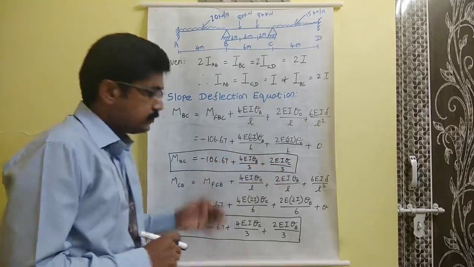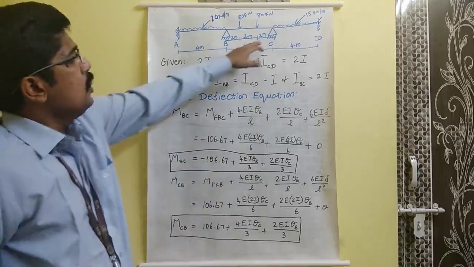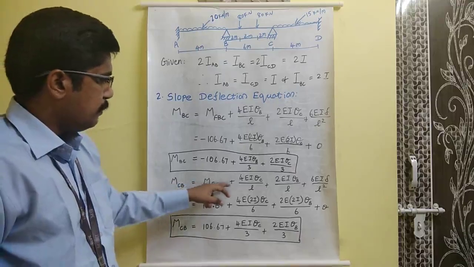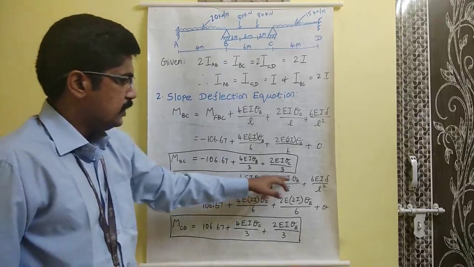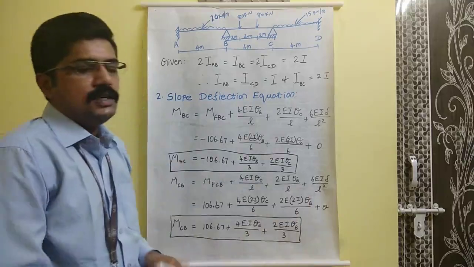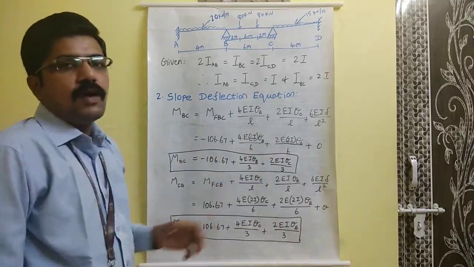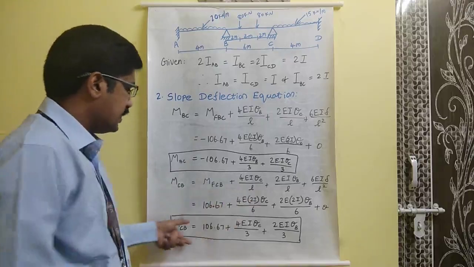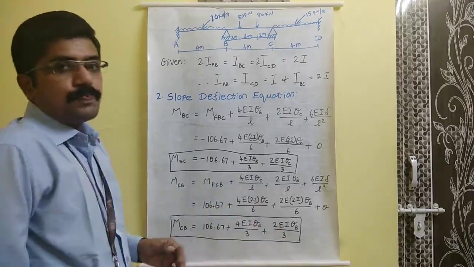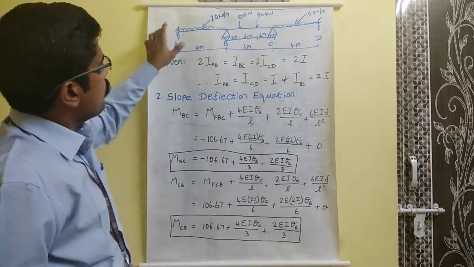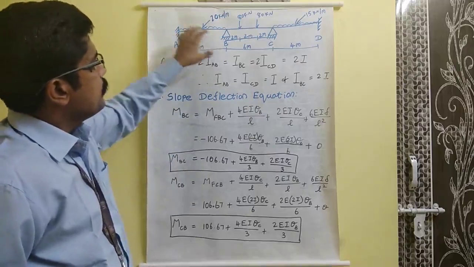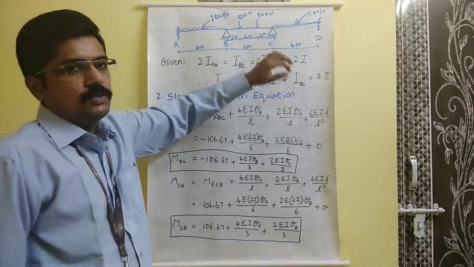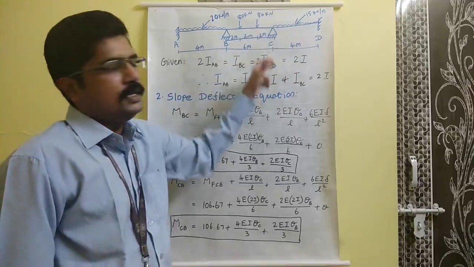Next we calculate the moment at C in member BC. MCB equal to M of CB plus 4EI theta C by L plus 2EI theta B by L plus 6EI delta divided by L square. This is the formula to calculate the moment at C, and by substituting the values we get this equation. So we have calculated the moment at A and moment at B in member AB, and the moment at B and moment at C in member BC. Next we need to calculate the moment at C and moment at D in member CD.